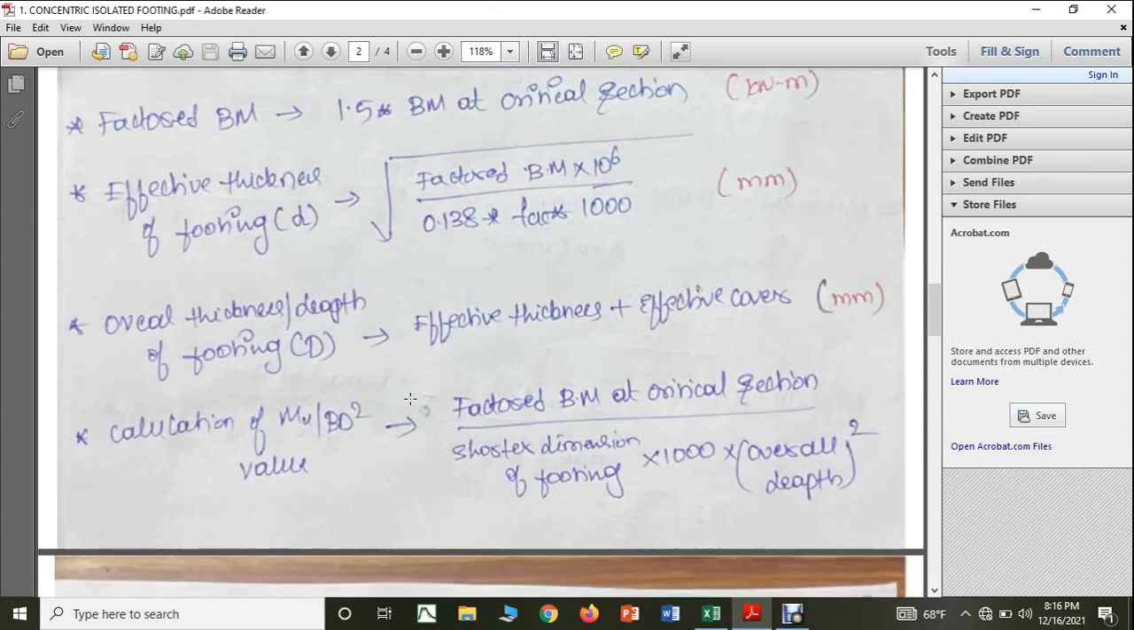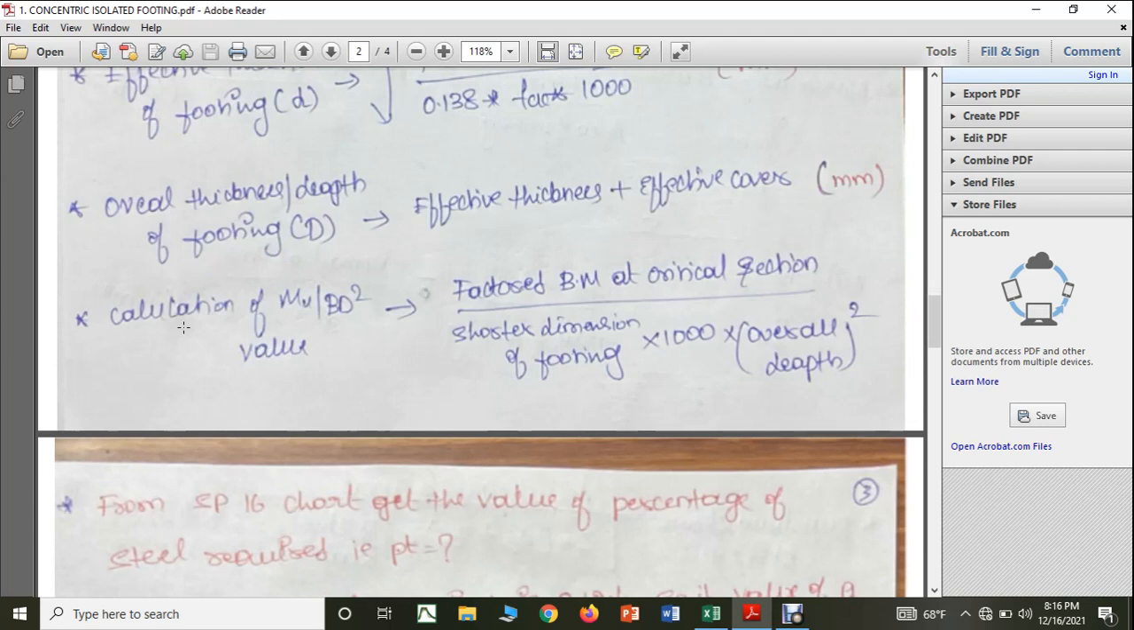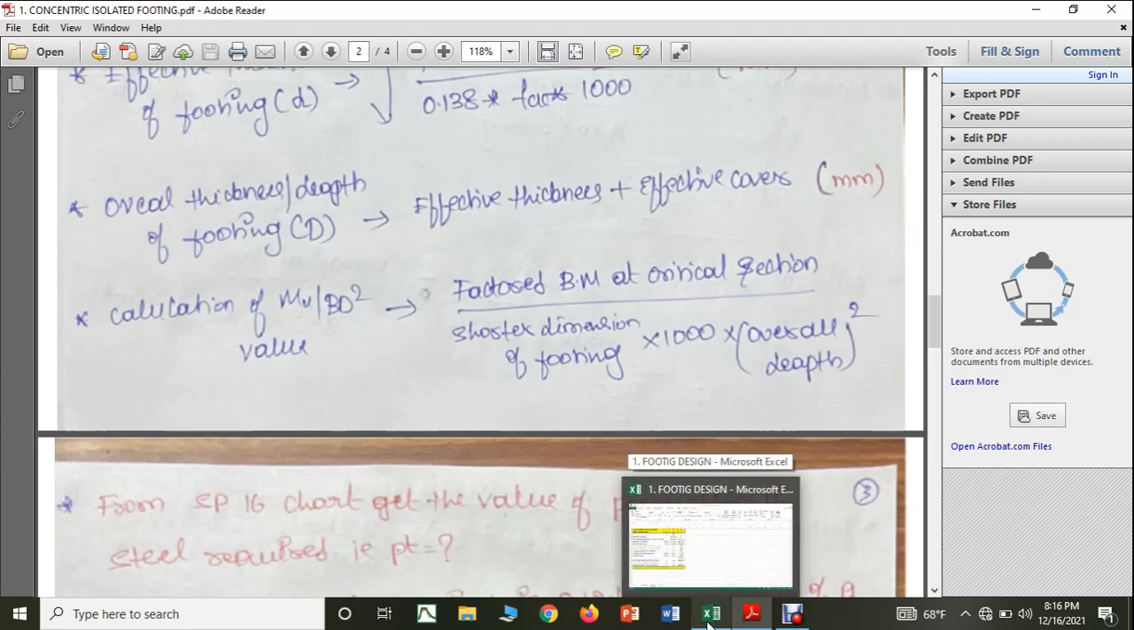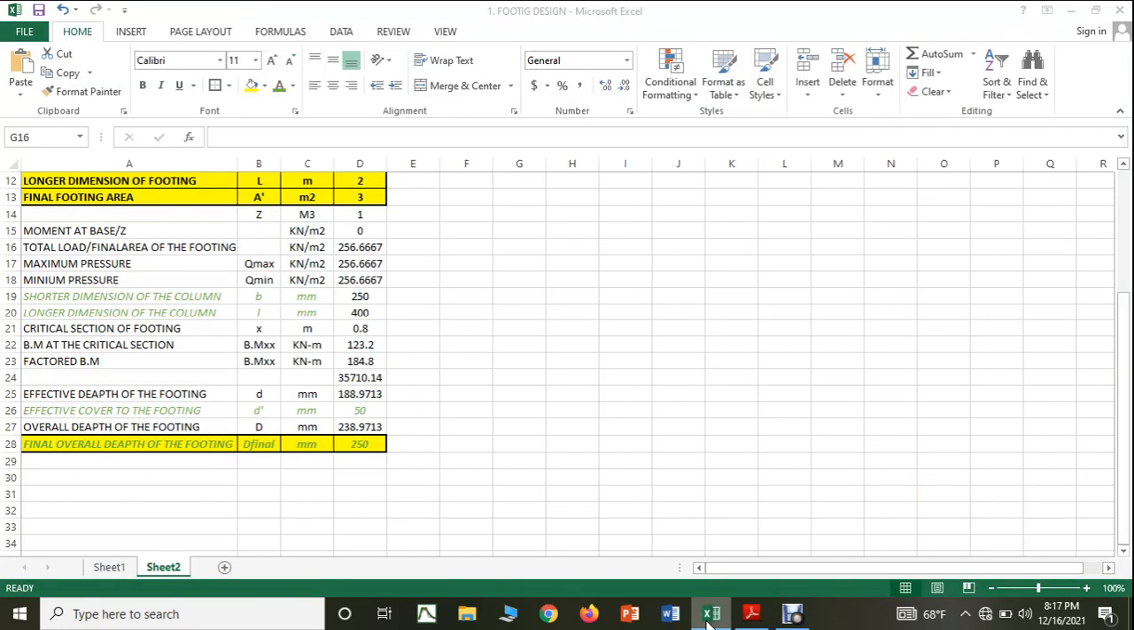Once you get the overall depth of the footing, the next step is finding out the area of reinforcement details. In order to do that, you need the value of Mu by bd square, that is, the factored bending moment at the critical section divided by the shorter dimension of the footing into 1000 into the overall depth square. So I have to give that value, and there is not yet any value of Mu by bd square.